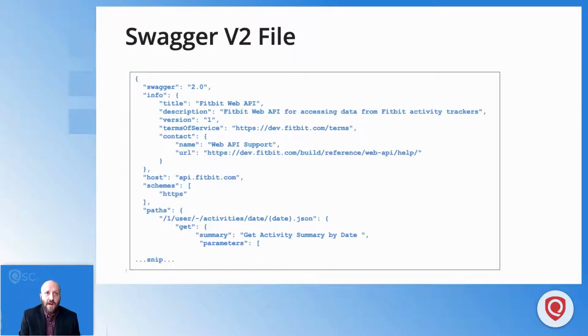If you've never seen a Swagger file before, here's an example of a Swagger version 2 file. This one is from the Fitbit website, and at the top we can see that it's a Swagger 2.0 file. Then we have a host, which is the URL for the file, the scheme, being which protocol it is over, and then the paths, which will be the largest section of the file, which is all the individual endpoints and the parameters that they accept.